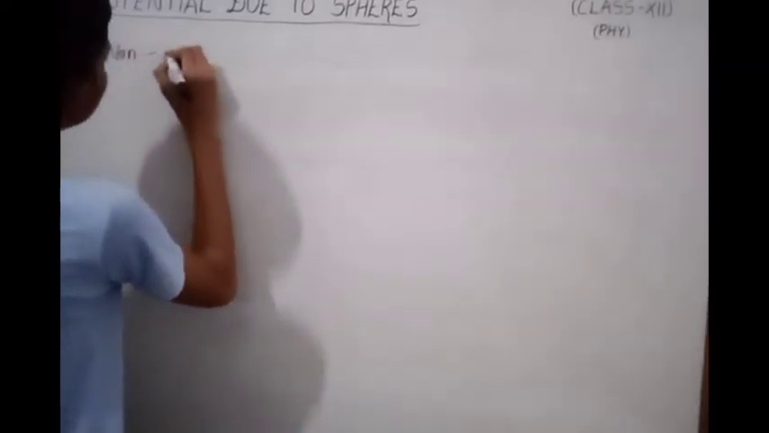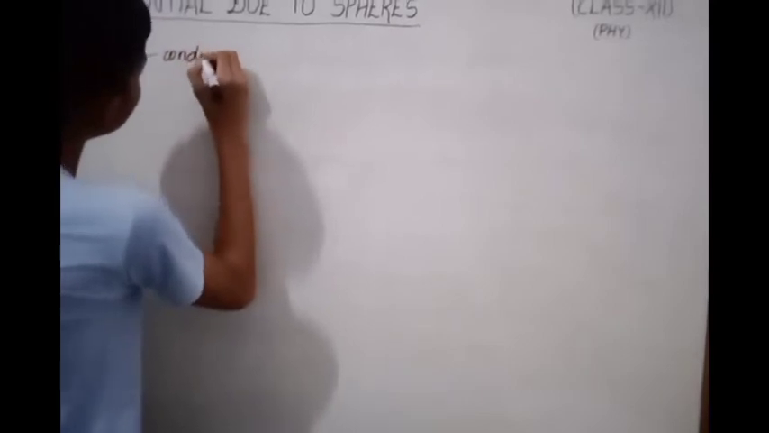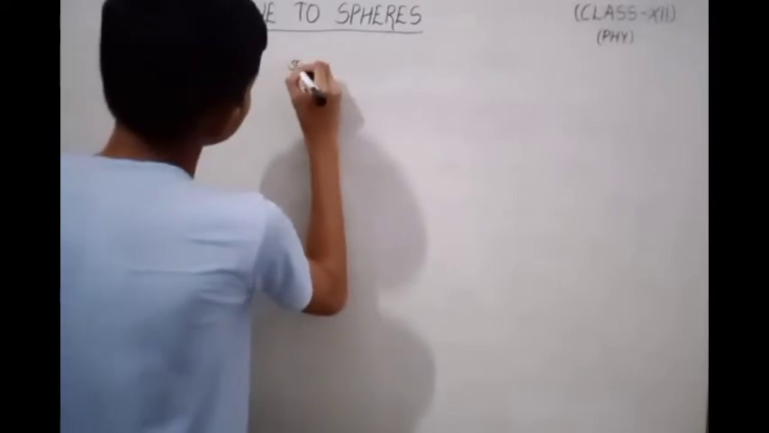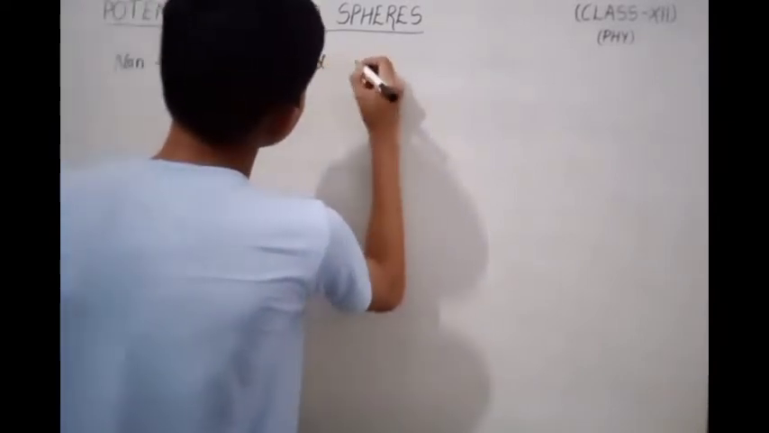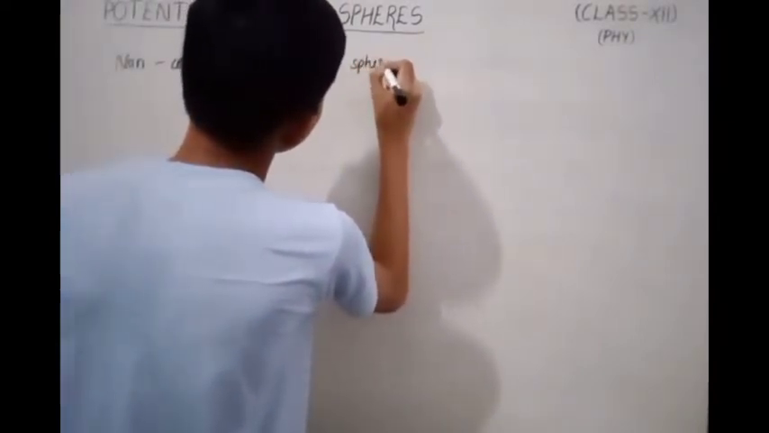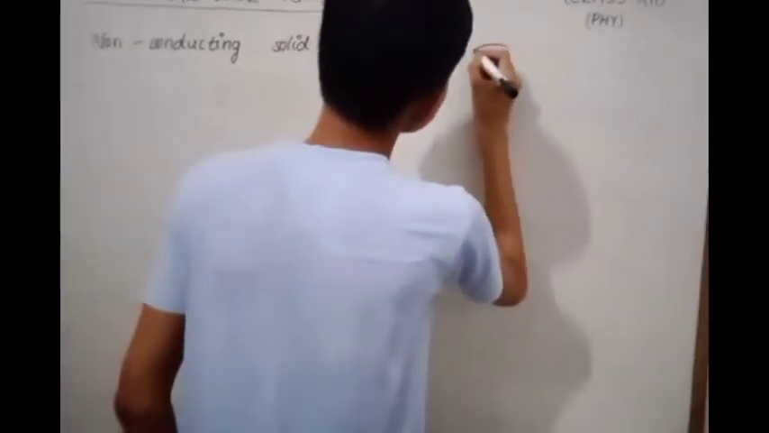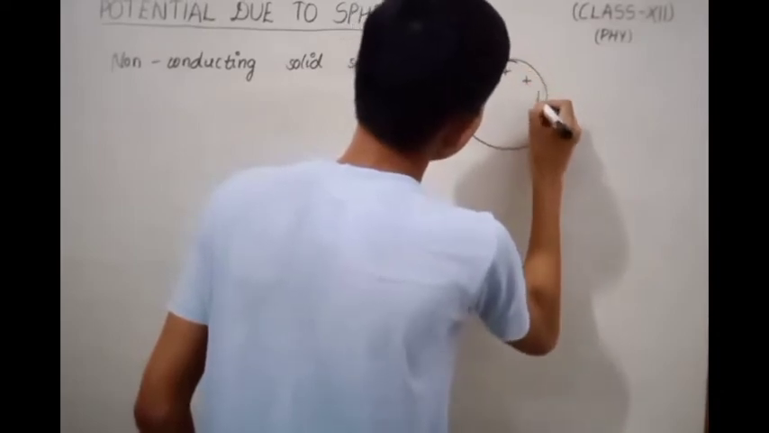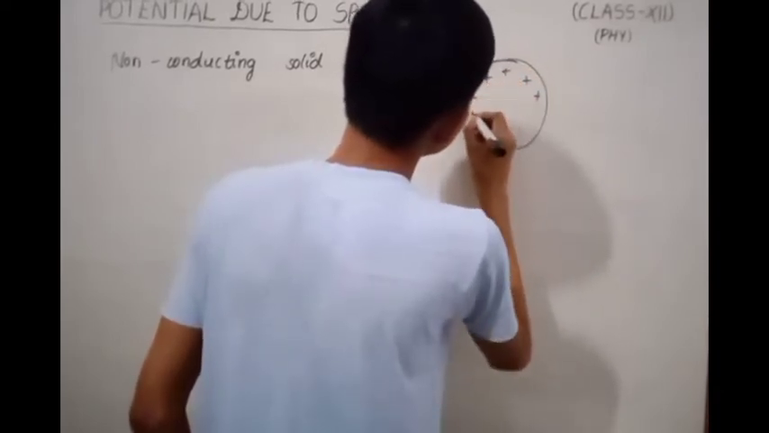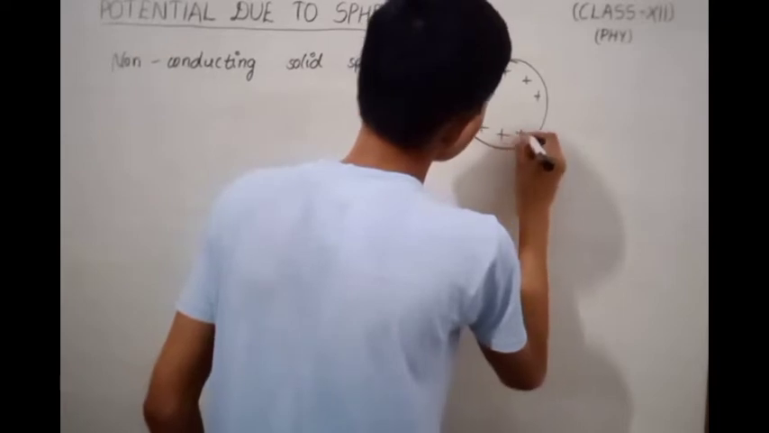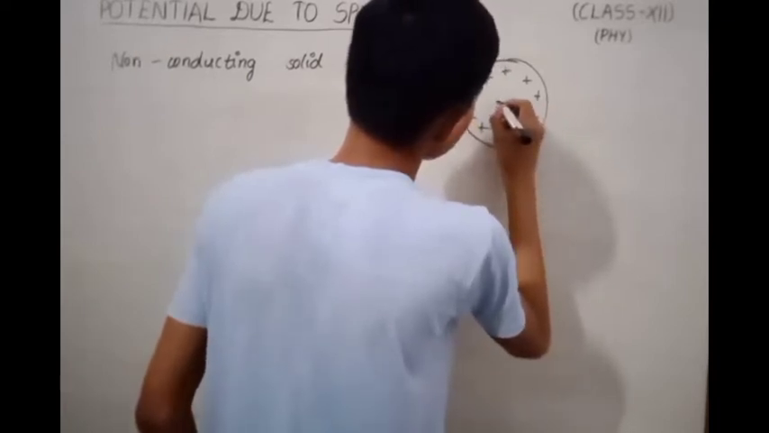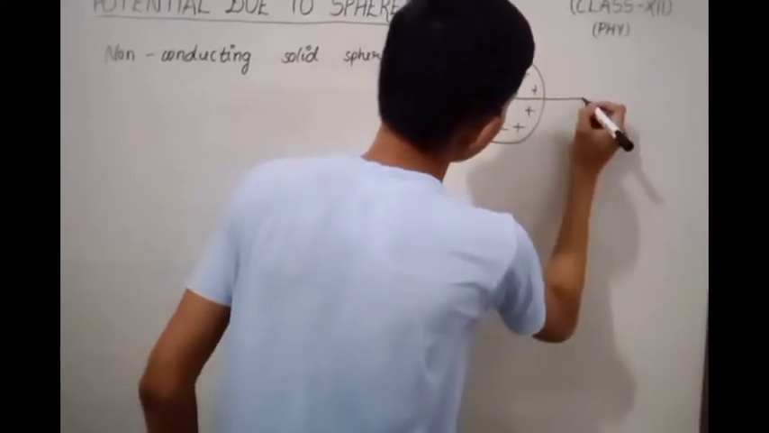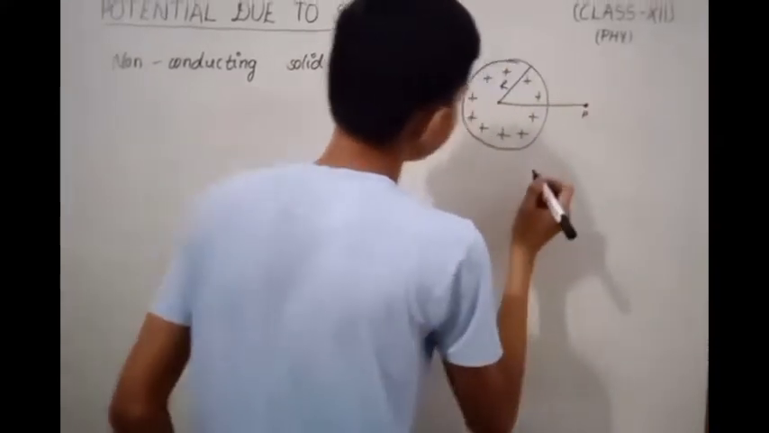We are going to deal with a non-conducting solid sphere. Here the charges remain in the volume. They do not turn to the outer surface as in a conductor. This is a sphere of radius R, and we have to find the potential at the point P.